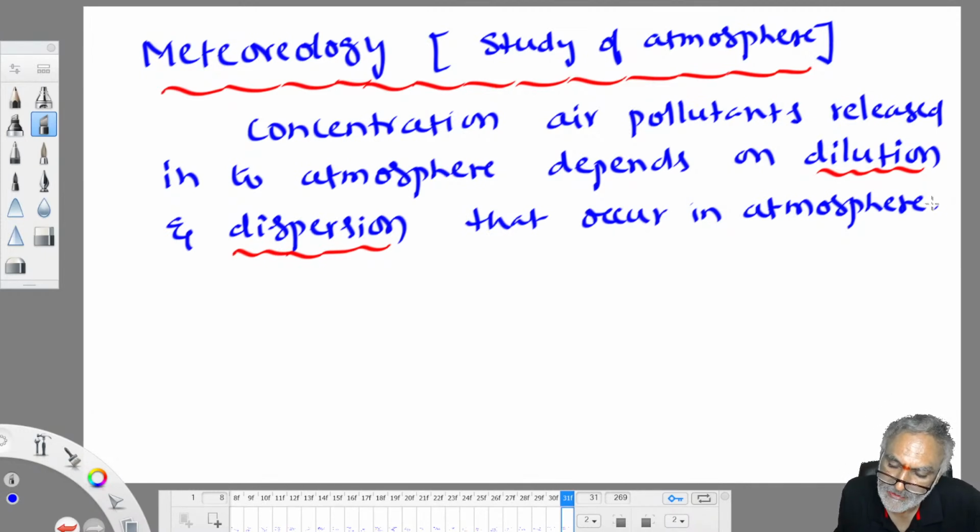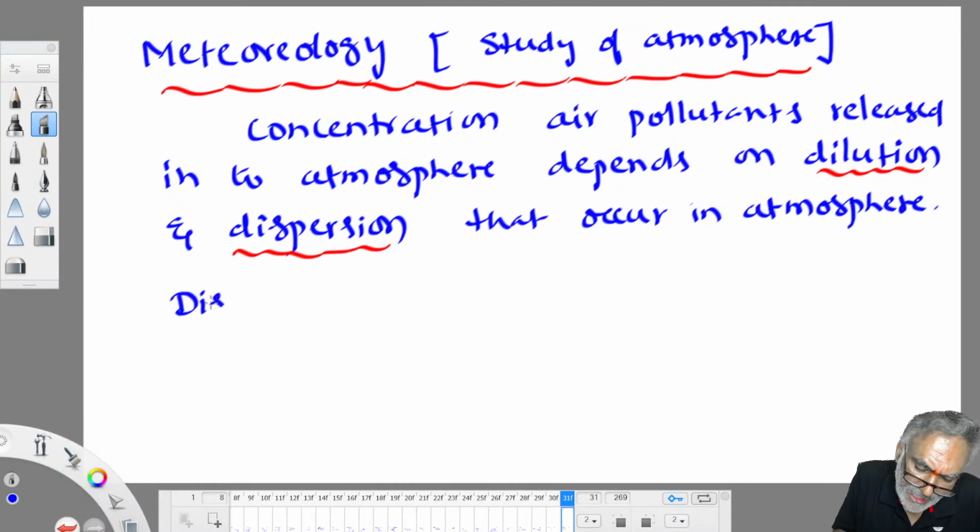This reduces concentration. Somebody smokes a cigarette, and after some time the smoke disappears. What happens? It is there, but it is diluted and dispersed. Therefore it is not visible to you. A small amount would be there, but if no dilution and dispersion occurred, then smoke would concentrate at one place, exposure would be more, concentration would be more. So dispersion and dilution occur in the atmosphere.